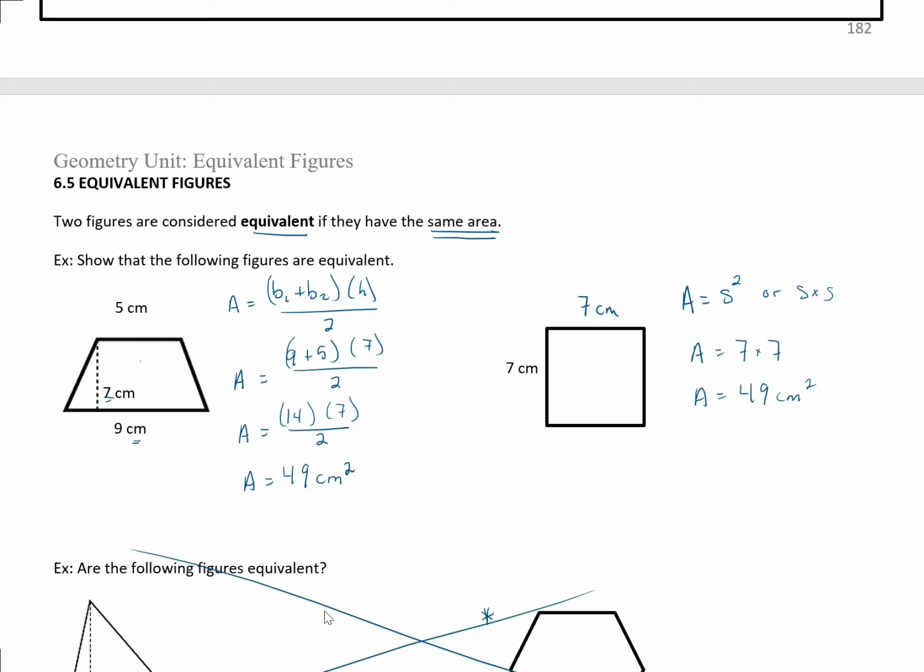So let's write a concluding statement. These figures are equivalent because, let's say, they both have an area of 49 centimeters squared. Okay, always nice to have a concluding statement.